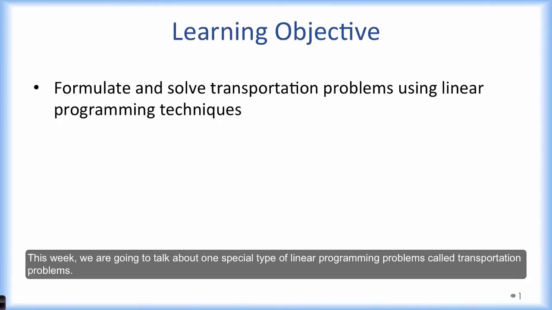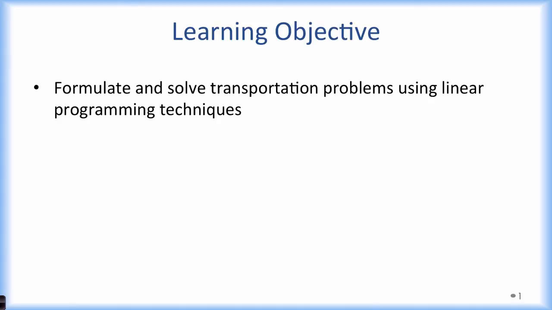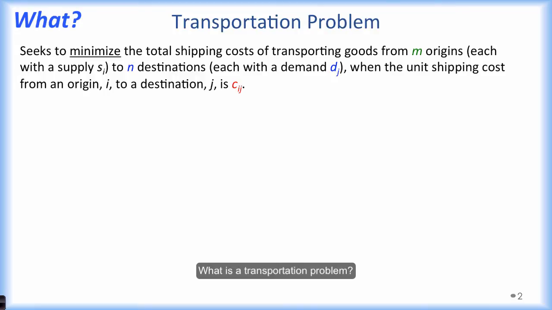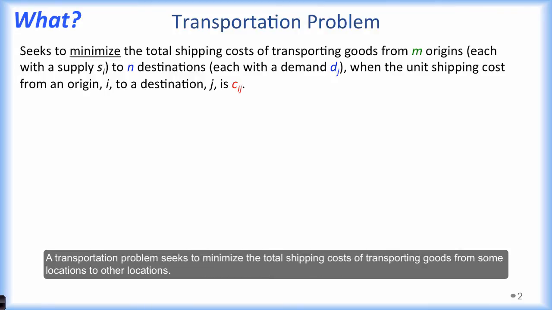So this week, we are going to talk about one special type of linear programming problems called transportation problems. So what is a transportation problem? A transportation problem seeks to minimize the total shipping cost of transporting goods from some locations to other locations.